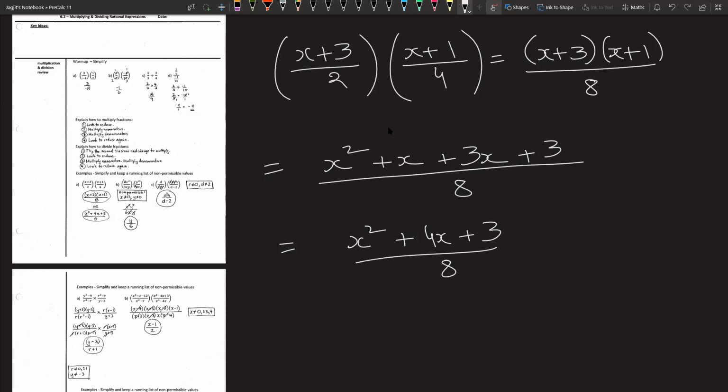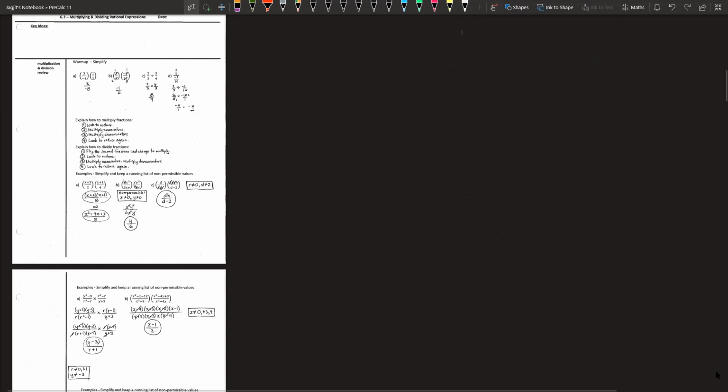So that's your answer. You always want to make sure that you've written your non-permissible values. At the bottom, you just have numbers, so you have no non-permissible value here. Sometimes if you have a variable, you got to write your non-permissible values. Let's try the next question.